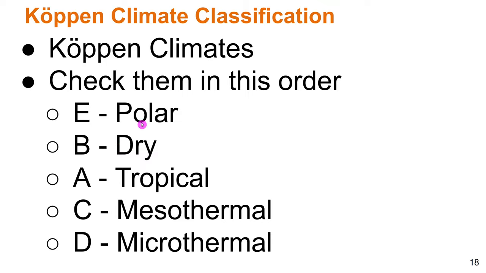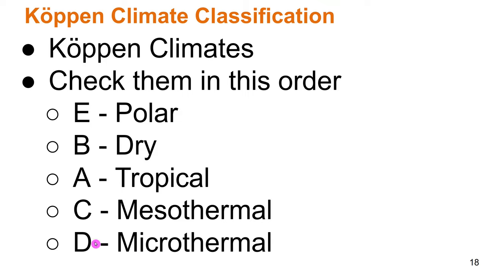But if it's not a dry climate, then you check, is it a tropical climate? Is every month warmer than 18 Celsius? If yes, it's a tropical climate, then you've got to figure out, is it a rainforest or monsoon or savanna or what is it? If every month isn't over 18 Celsius, then you check, is it a mesothermal climate? In the summertime, do you have 3 months over 10 Celsius and winter warmer than zero? If so, then you check to see what kind of mesothermal climate it is. And if not, then you double check. I mean, it has to be a D if you've done everything right.